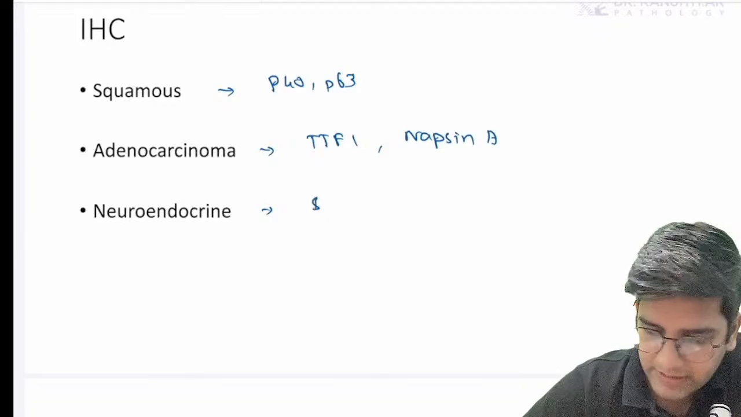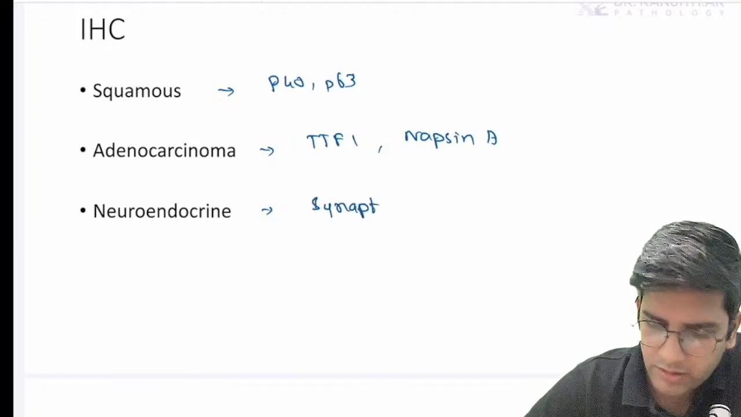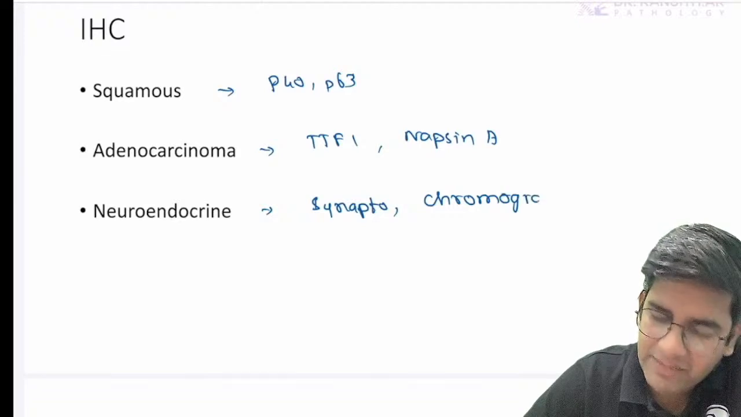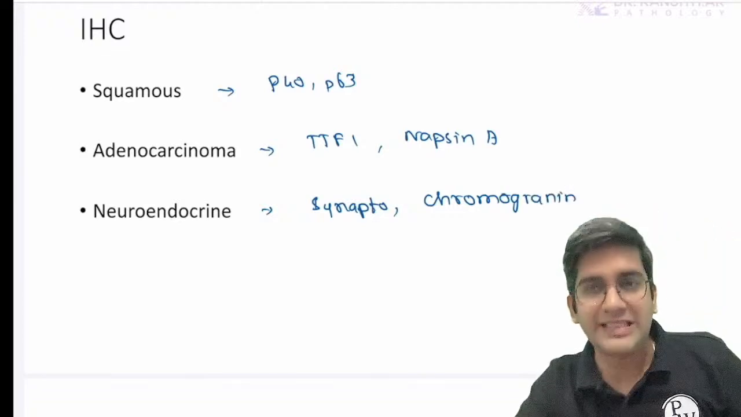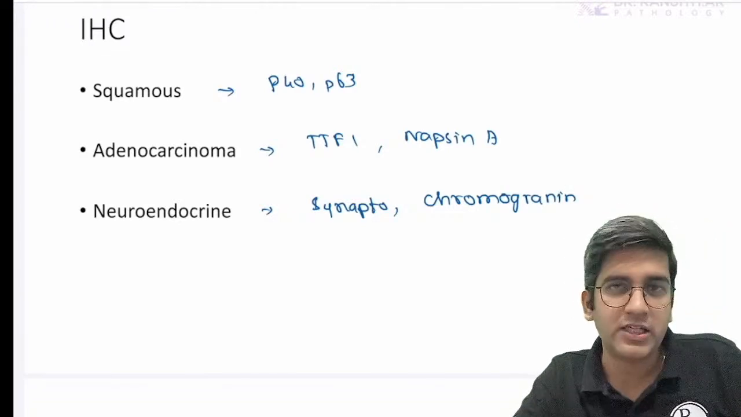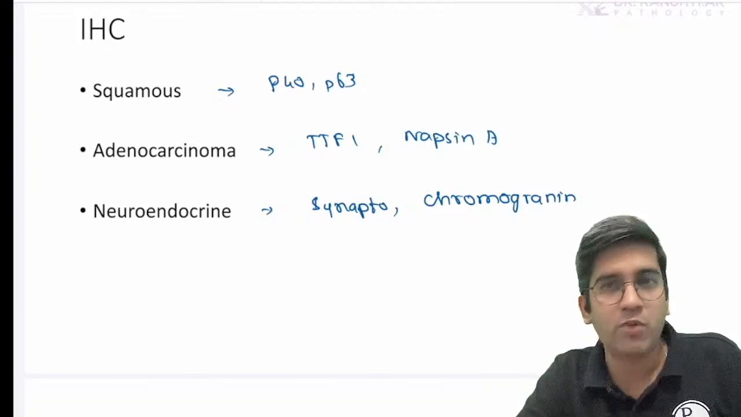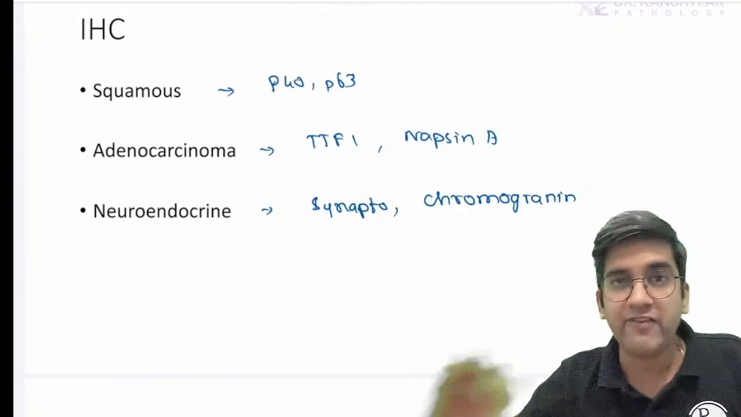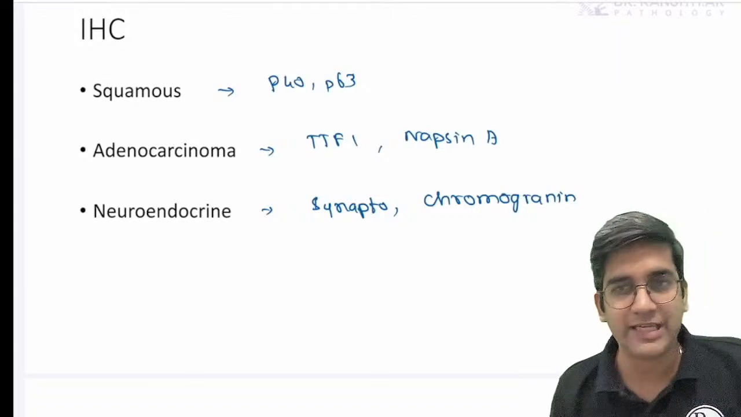Neuroendocrine is your synaptophysin, chromogranin. There are many markers for neuroendocrine. These are a few basic things, right? Synaptophysin, chromogranin. We have CD56, CD57, bombesin. There are multiple things. At least remember synaptophysin and chromogranin. Again, for every neuroendocrine tumor throughout the body, it's the same marker, right?